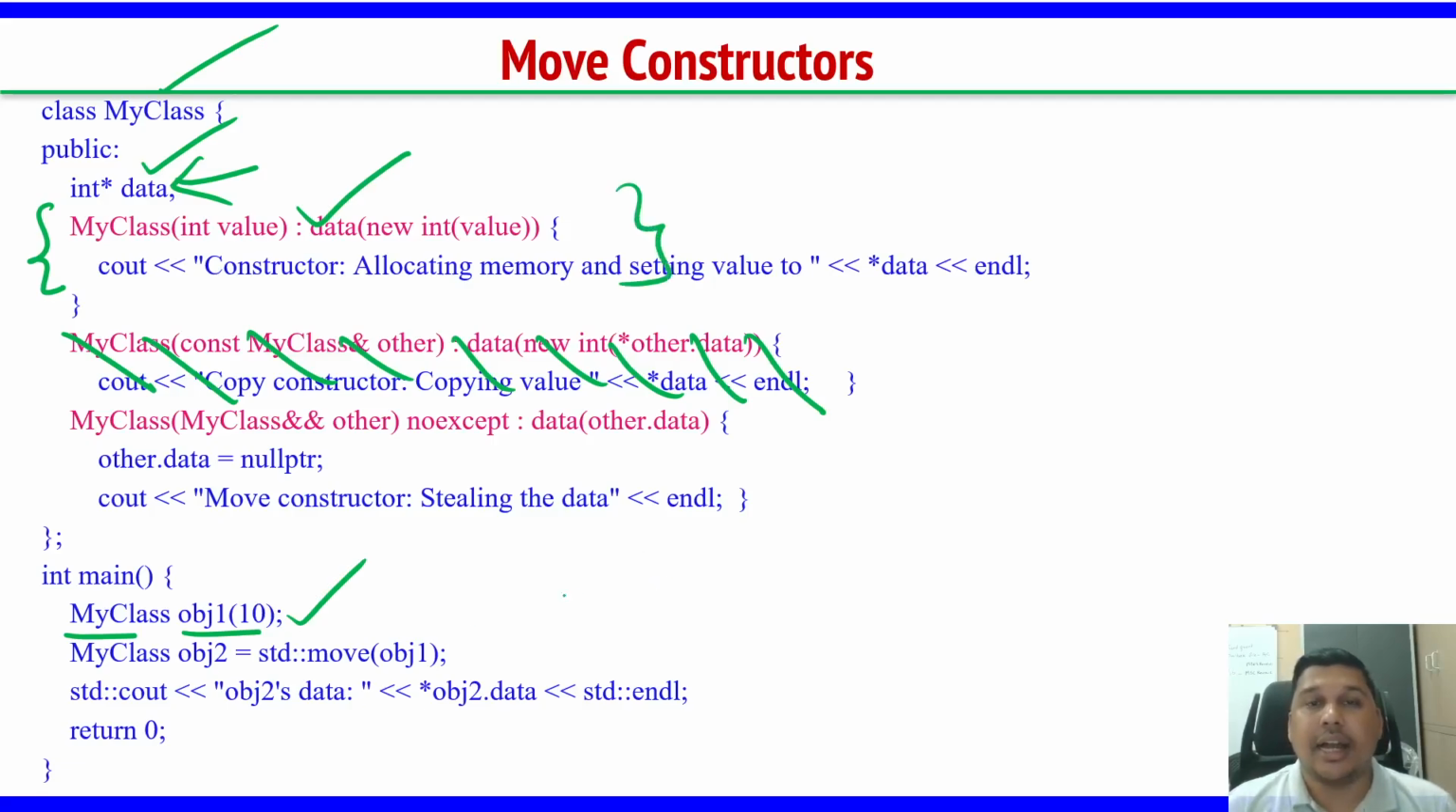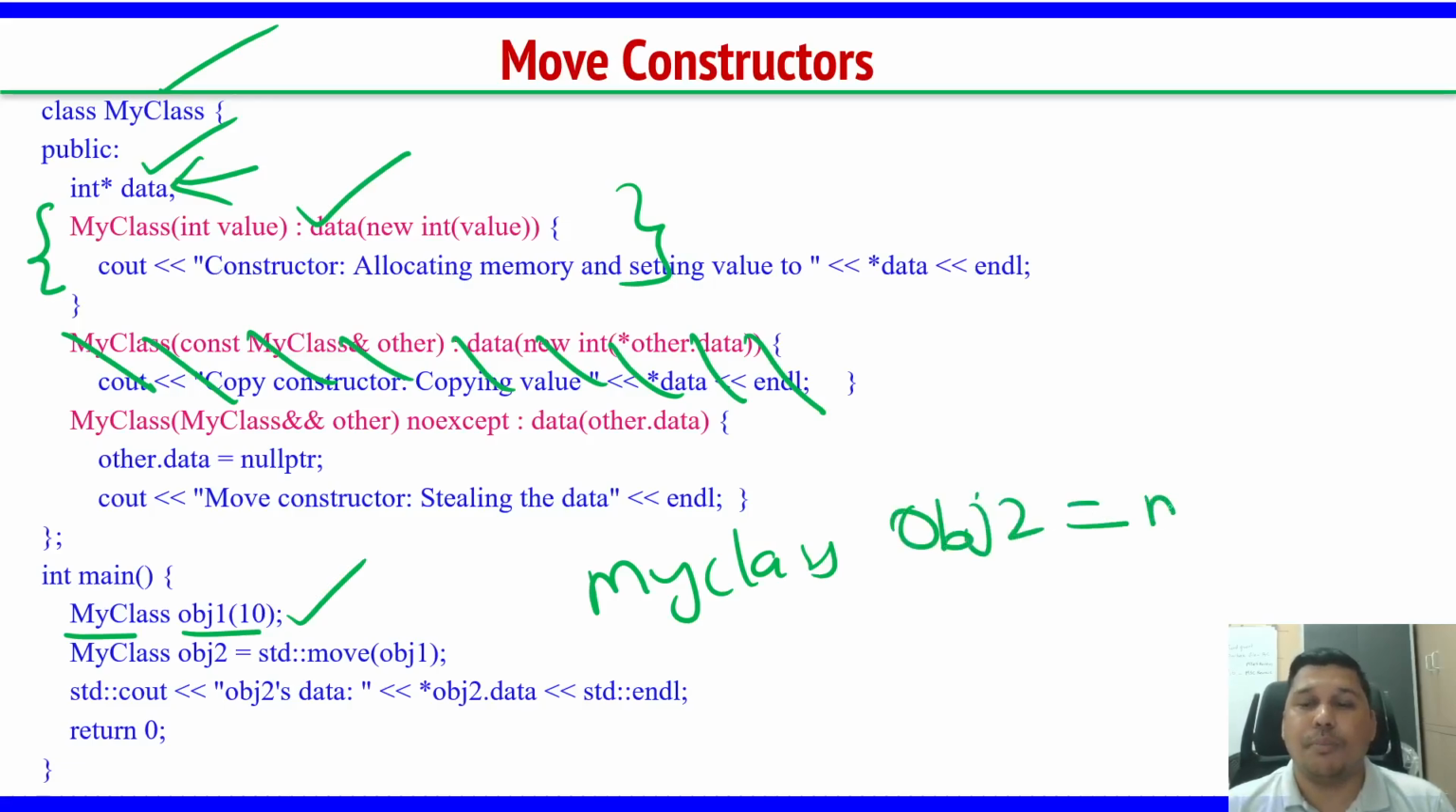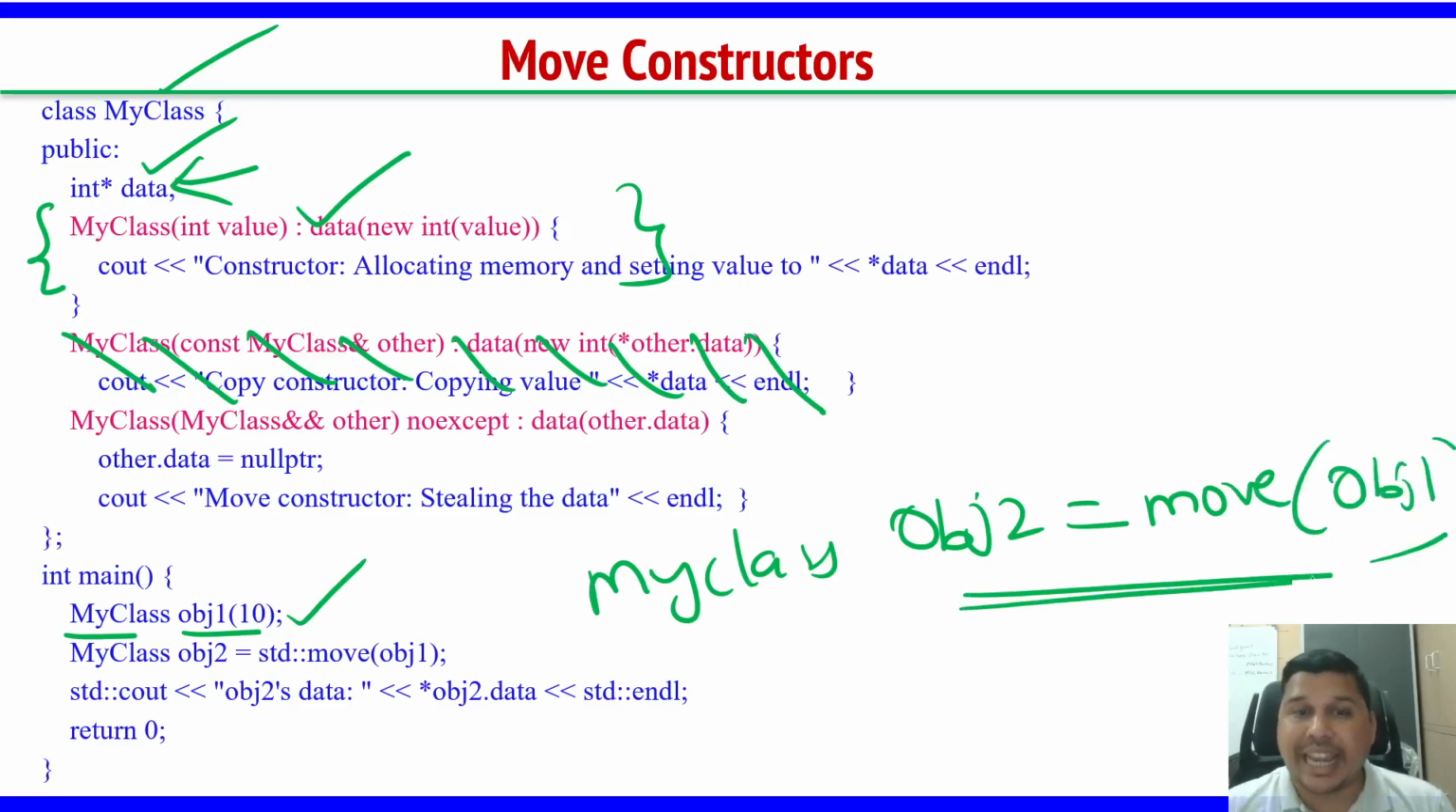Then I want to delete the object1 reference and give the control to object2. For that I am writing class name object2 is equal to move function of object1. When you write like this, automatically this default constructor, kind of a constructor, what is that constructor? Move constructor. When you write move of object1, then this default move constructor will be executed.